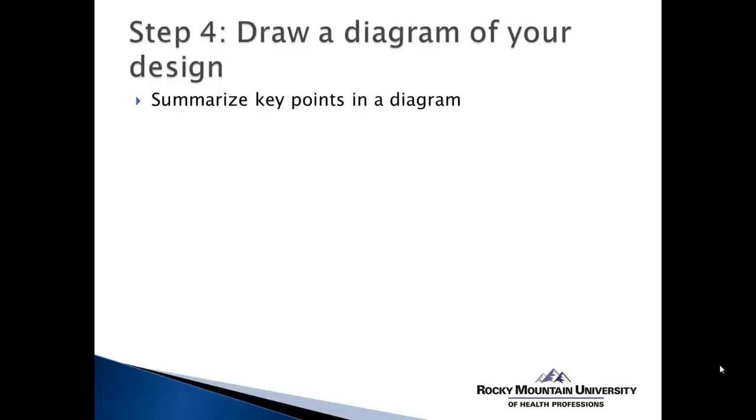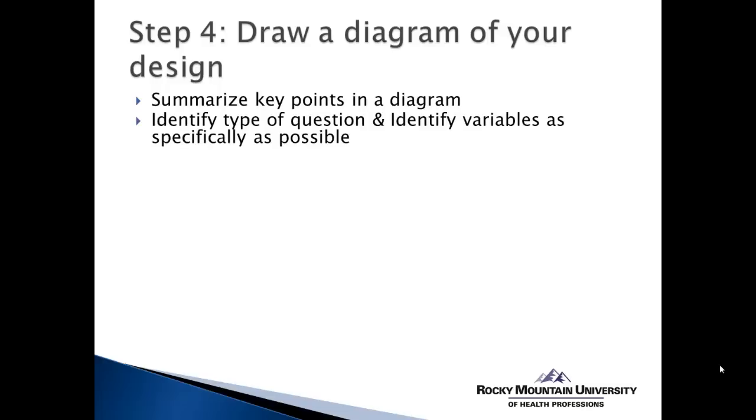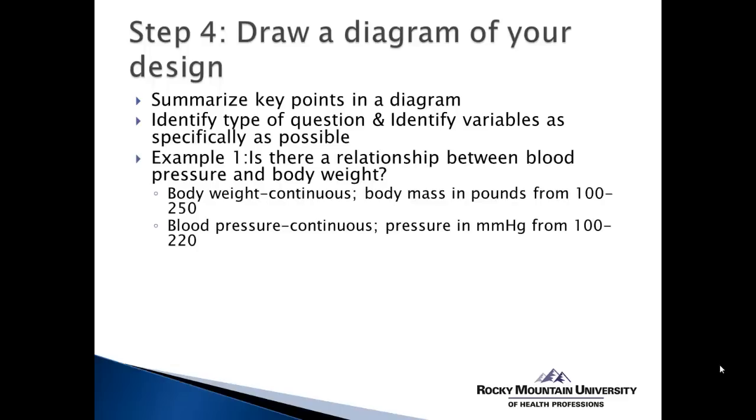So we want to summarize the key points in a diagram. Again, as I mentioned, we want to identify the type of question we have, and identify the variables, especially the number and the type of variables as specifically as we can, because it'll make a difference if we have a categorical outcome versus a numeric outcome. An example here is we want to determine if there's a relationship between blood pressure and body weight. A giveaway here is the word relationship.